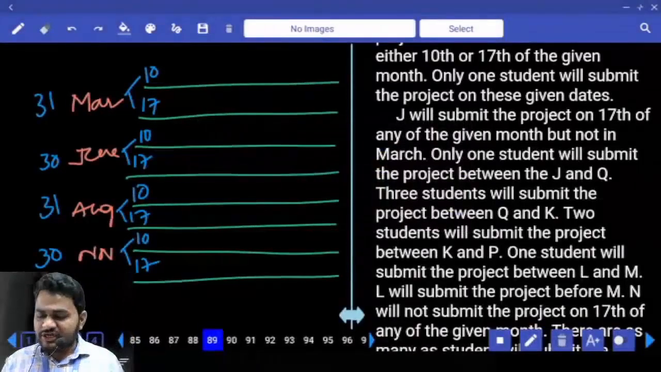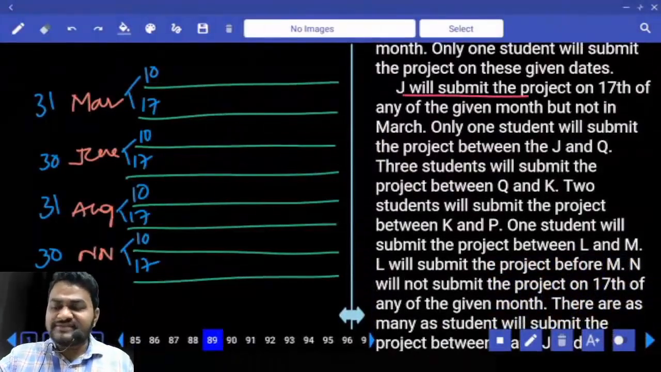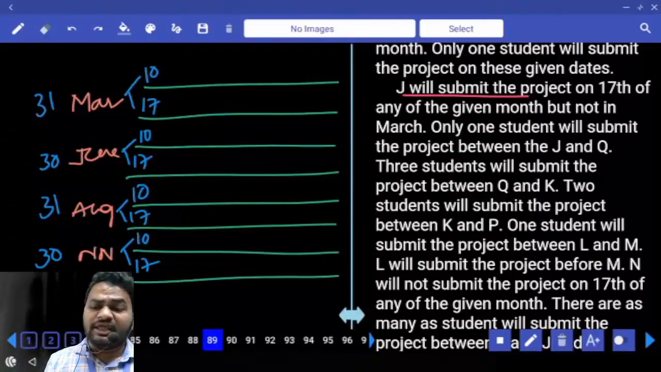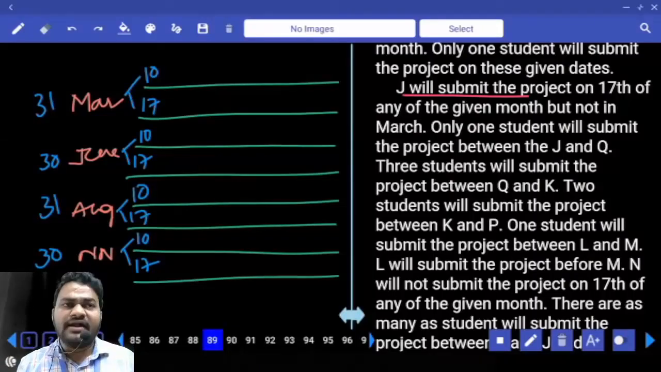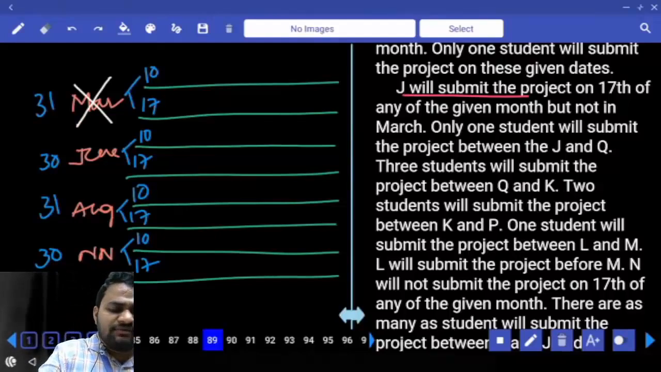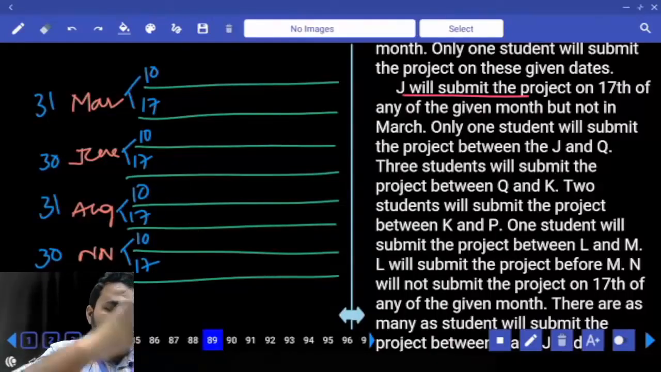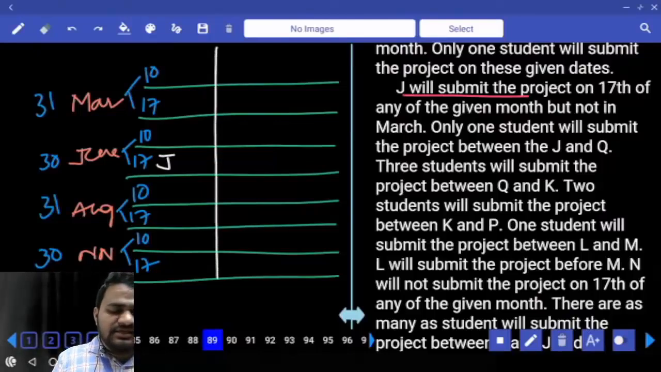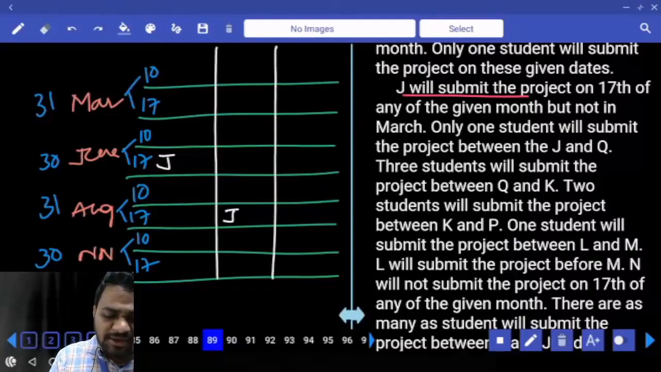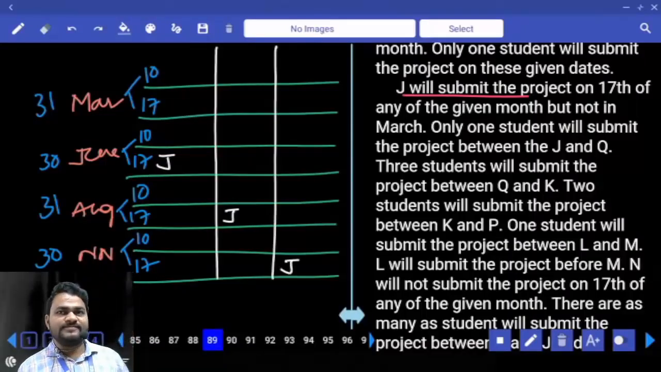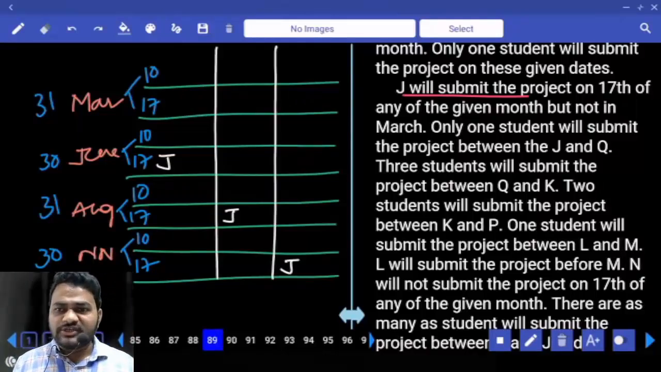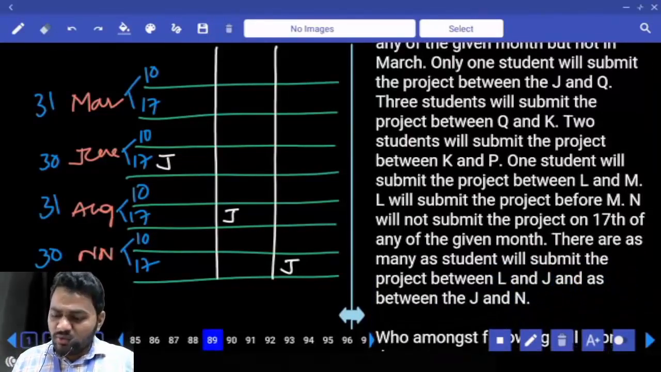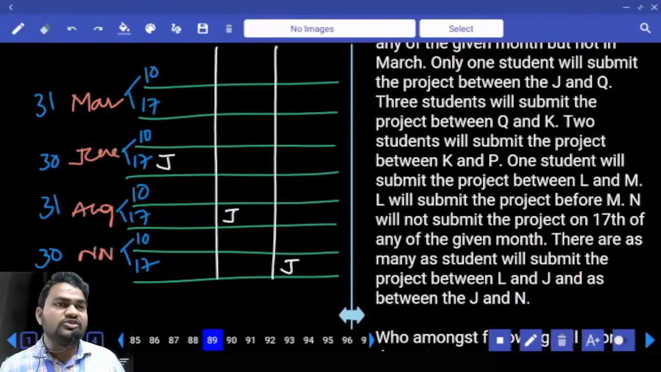Right now the first condition starts here. J will submit the project on 17th of any one of the given months, but not in March. Other than March 17th, we have 3 places. J may be on June 17th, or J may be on August 17th, or J may be on November 17th as well. We have 3 chances. Next one, only one student will submit the project between J and Q.